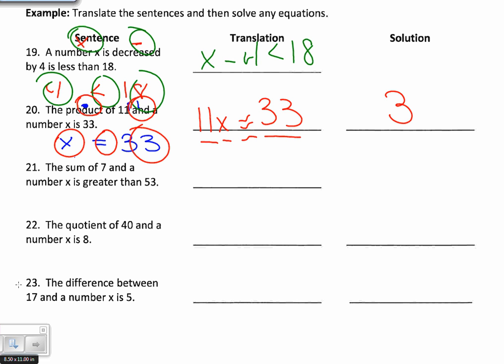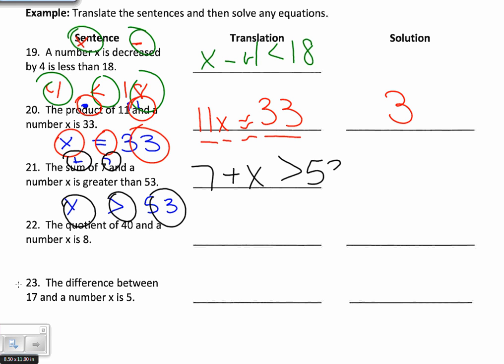Next one. Let's do a different color here. The sum. Sum we know means to add. 7 and a number x is greater than 53. Again, we're going to take all the pieces that we have. We know we're going to add 7 and x, and we're going to get greater than 53. So 7 plus x is greater than 53.